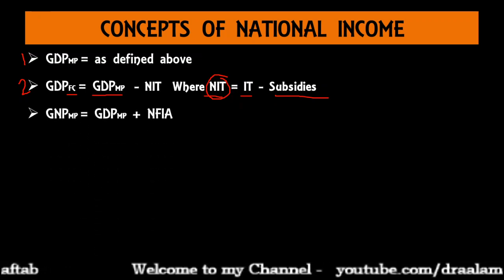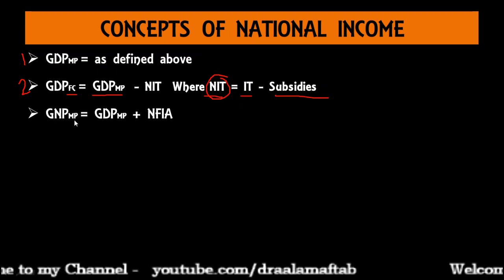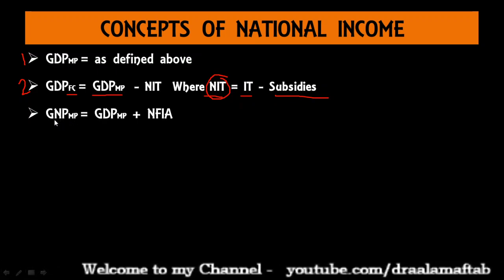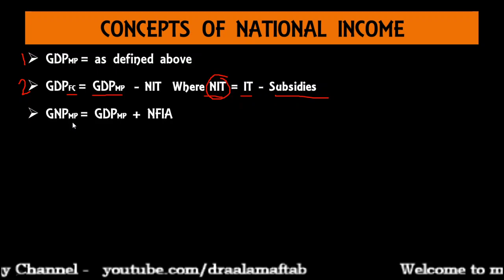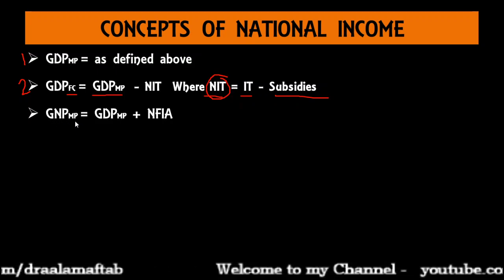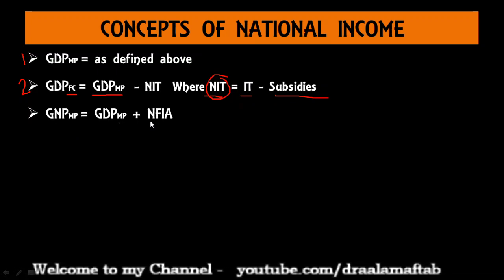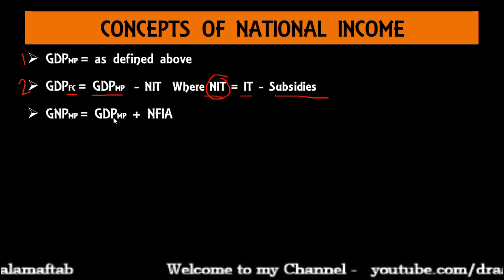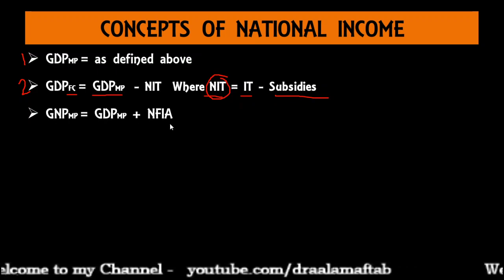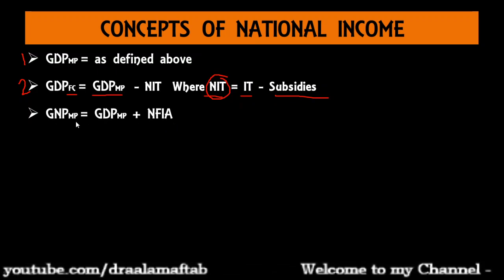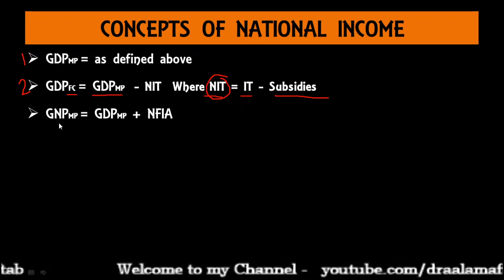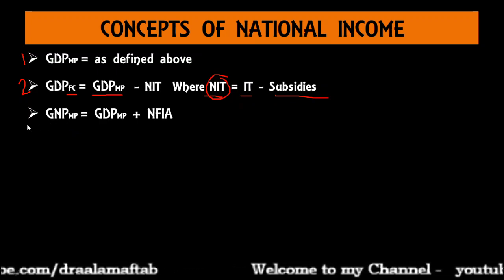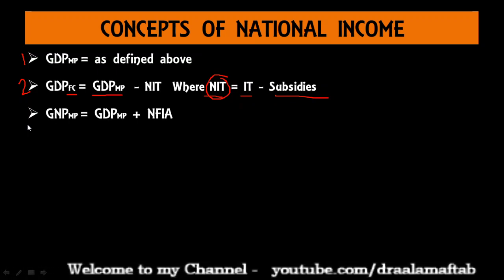The third one is GNPMP, that is gross national product at market price. To calculate GNPMP, you have to simply add net factor income from abroad, NFIA. So GDPMP plus NFIA gives you GNPMP, or gross national product at market price. This is the third variant or concept of national income.